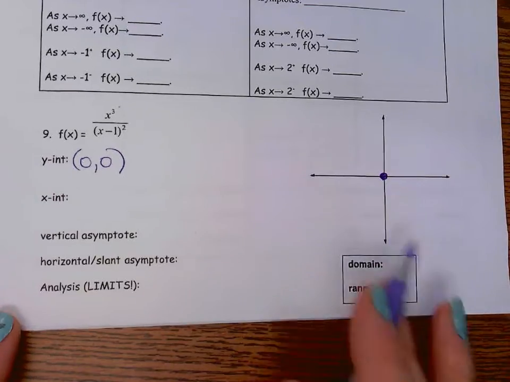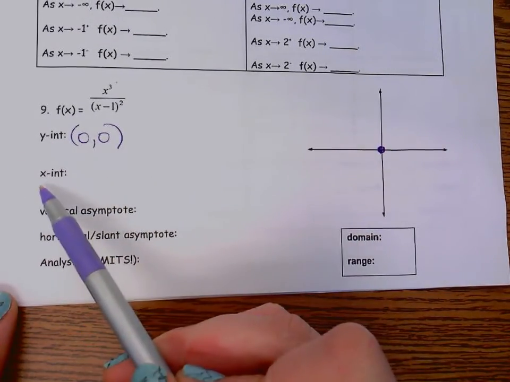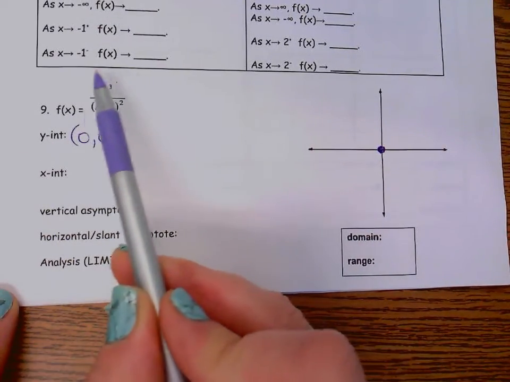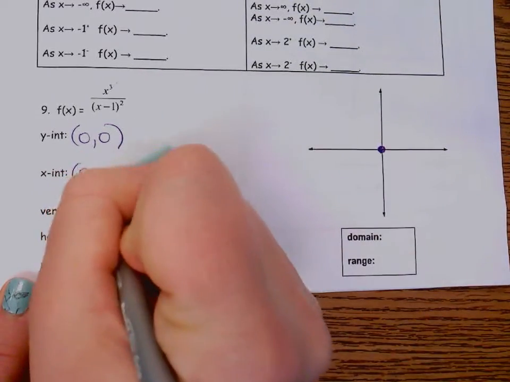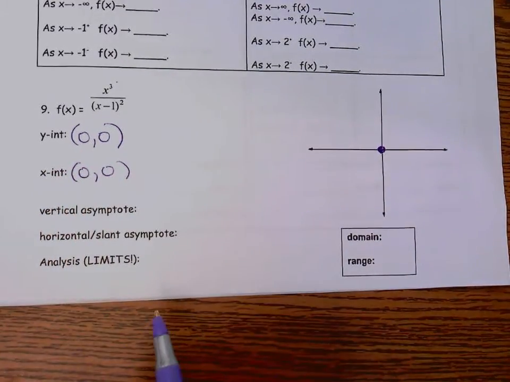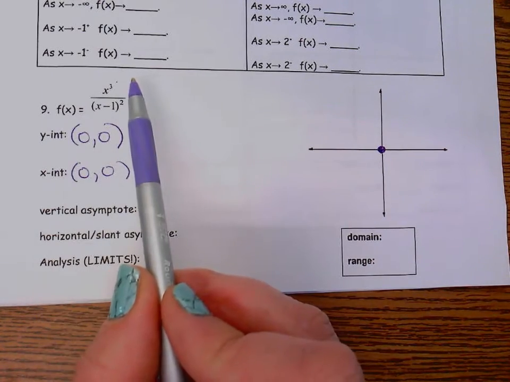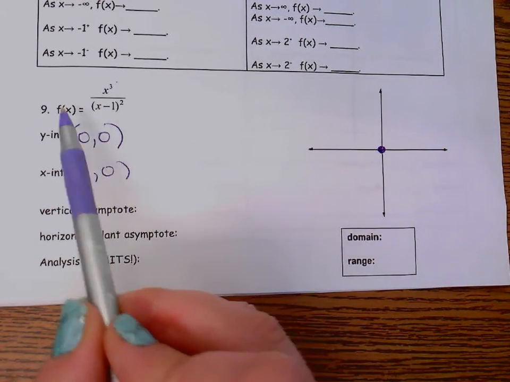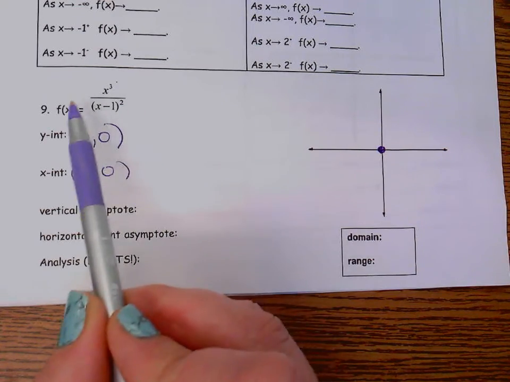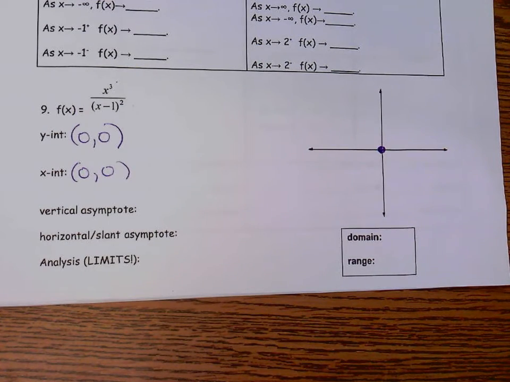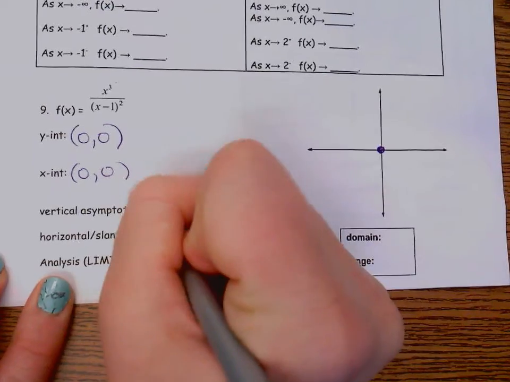What's my strategy to find my x-intercept? I set the numerator equal to 0. So obviously that's also going to be 0. So plug in 0 first, set the numerator equal to 0, check out the denominator. Where's my undefined value for the denominator? At 1, so x equals 1.